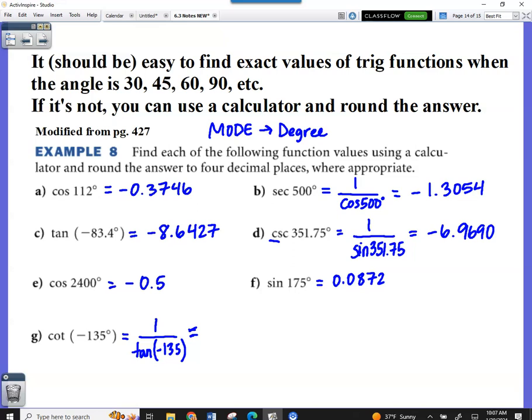So what's tan of 45? Well, 45 is that isosceles triangle. Tan would mean the legs that are both 1 and 1, so it's 1.